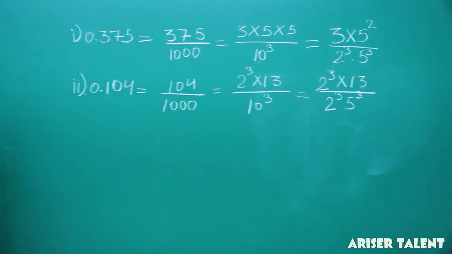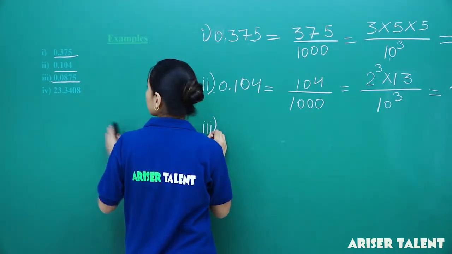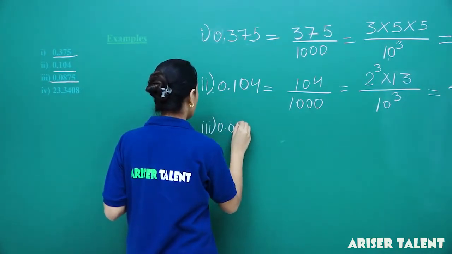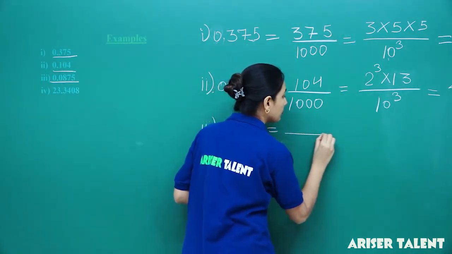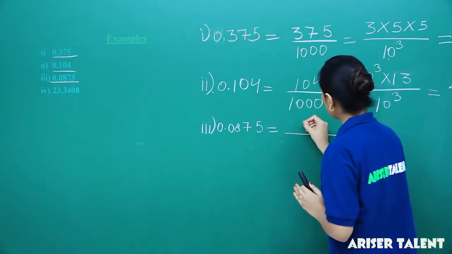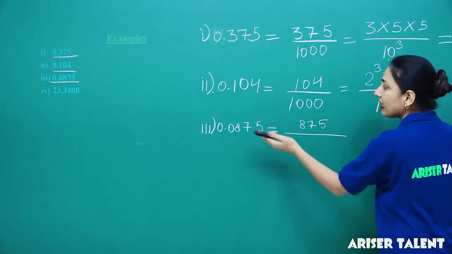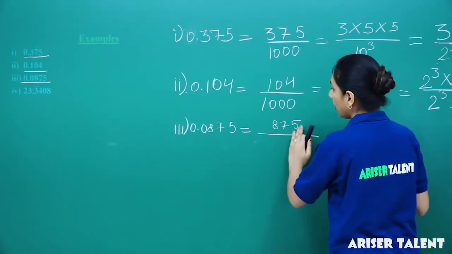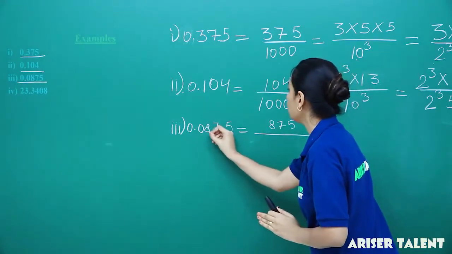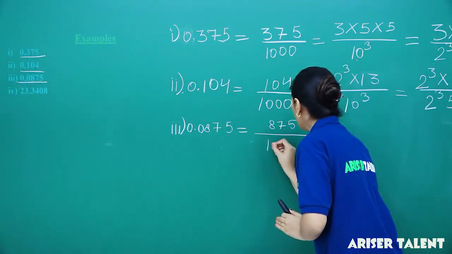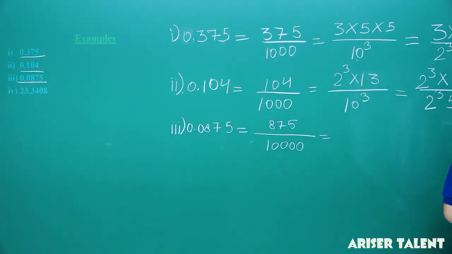Again, the third term is 0.0875. How can we rewrite it? 875, because we are removing the decimal from here. After removing the decimal, this 0 is of no use, but we count 1, 2, 3, 4 places, so we put 4 zeros here, right?